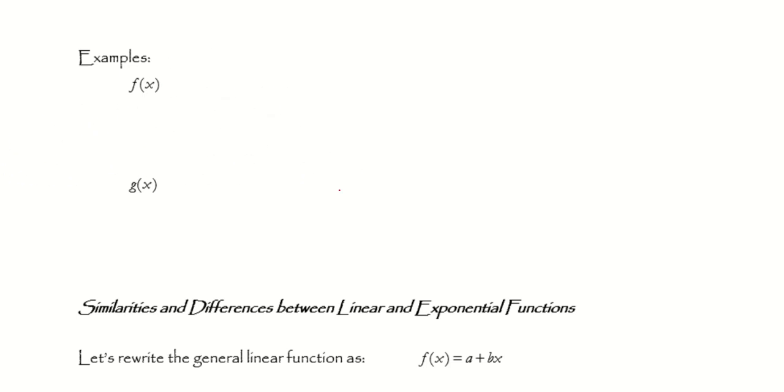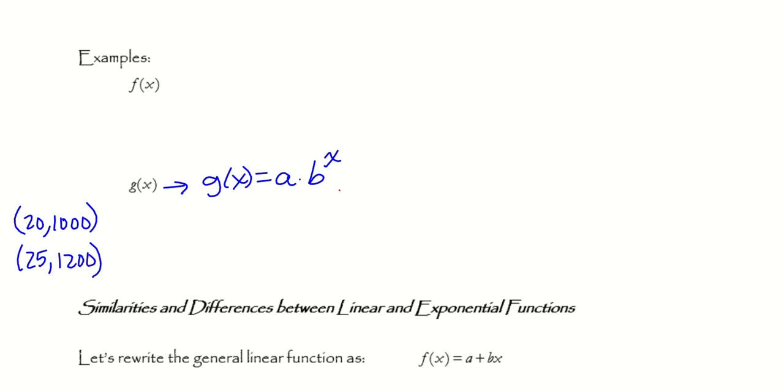So g of x is exponential, which means that g of x is going to be of the form a times b to the x. And I'm going to start with 2 points from g of x. So I had the point 20, 1,000, and then I had the point 25, 1,200. So that means that g of 20 equals 1,000, and g of 25 equals 1,200.